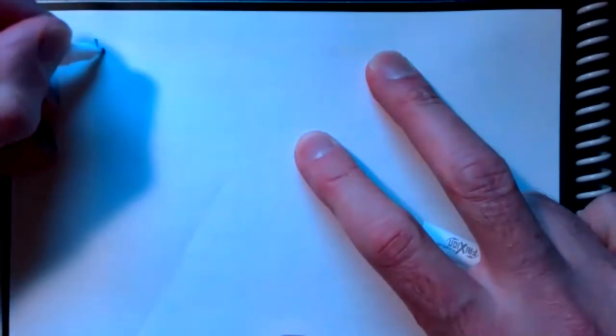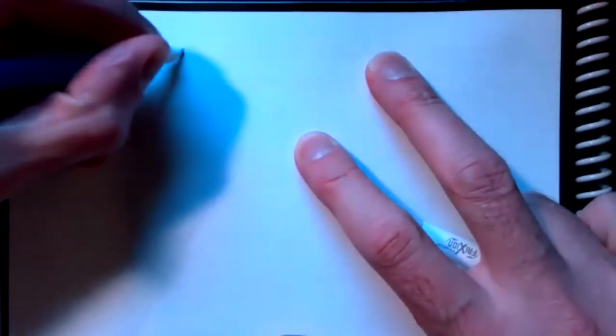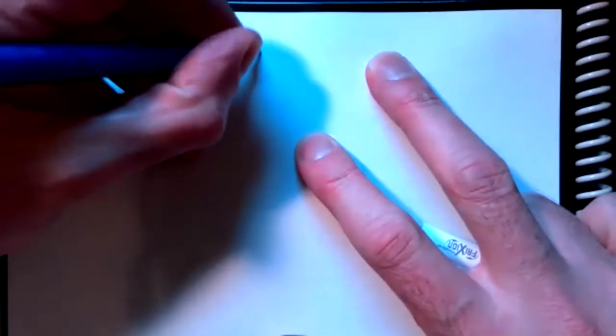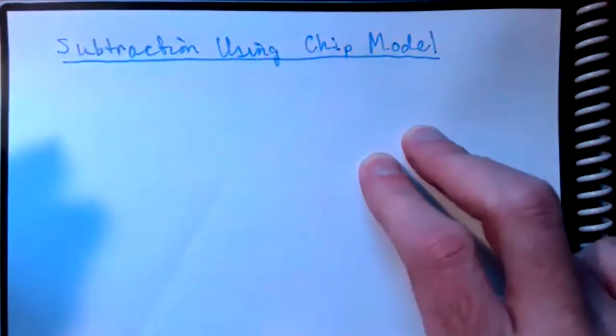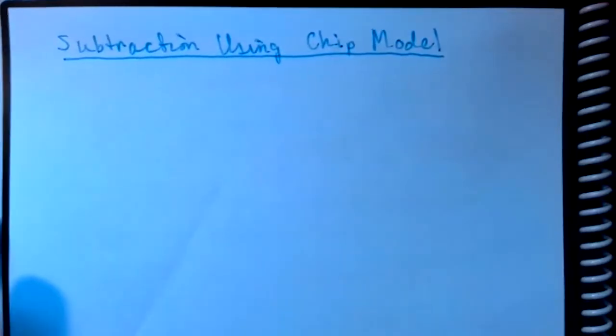Okay, so we're talking about subtraction using the chip model. Now, when we had the addition algorithm and we were modeling it using the chip model, honestly, you can put the things in any order that you want.